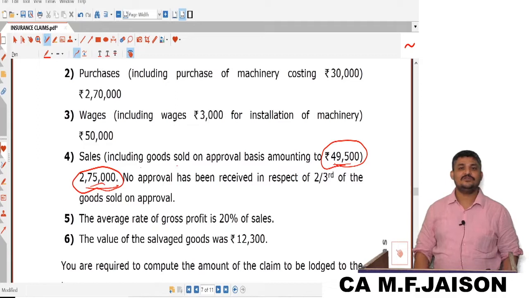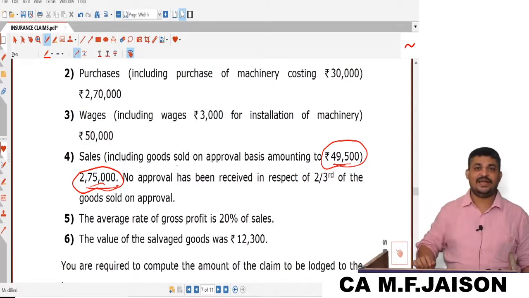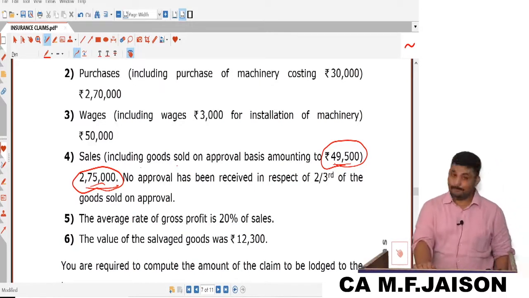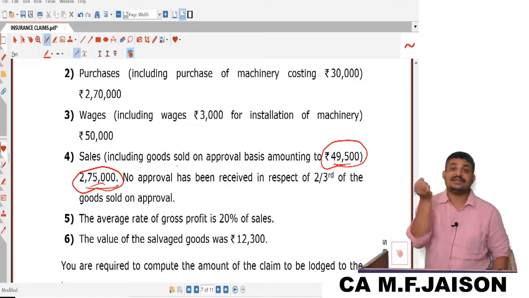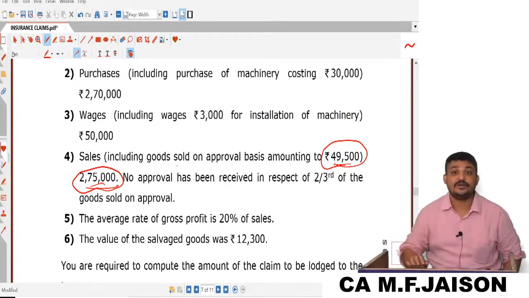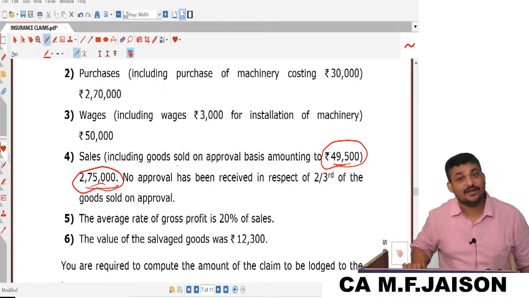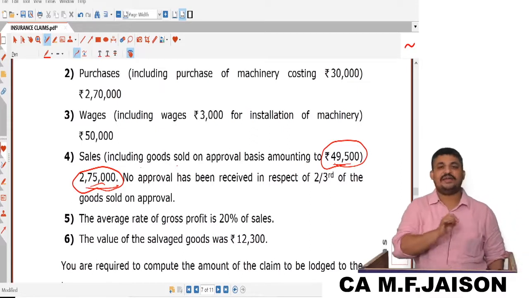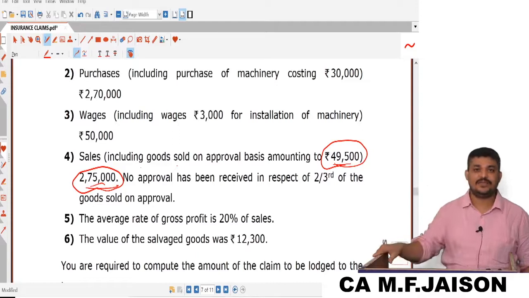But what I should do in my trading account: the 2/3 of 49,500 I should deduct from sales. I should remove it from sales. But I should also ensure that it is taken separately in the trading account as stock with customers, and that too at cost price. 49,500 is at selling price. We should know how to find out that cost price. I hope you are following this.